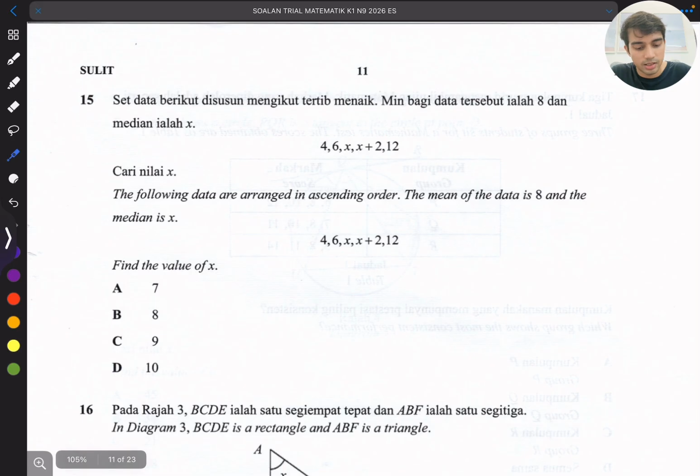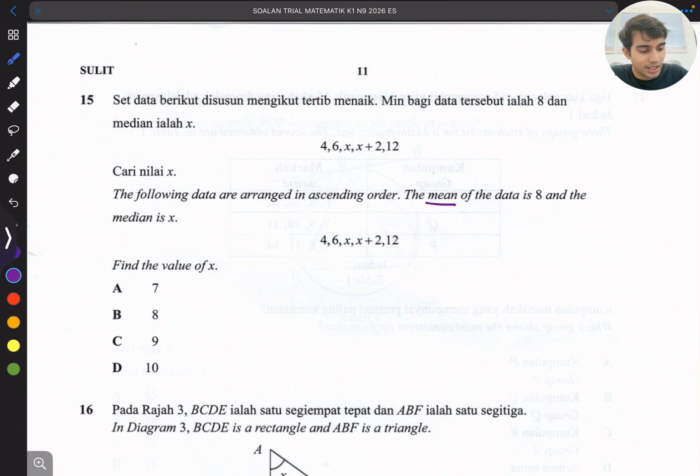15. The following data are arranged in ascending order. The mean of the data is 8 and the median is x. Find the value of x. The mean of the data is given as 8 already. They no need to give us the median. We can find it already. Okay, let's try. I think they're trying to confuse us.